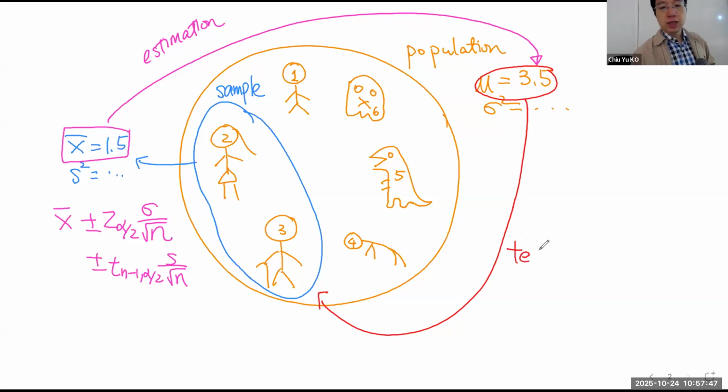So this is the test, and this is called the hypothesis. That's why this topic is called hypothesis testing. A hypothesis is some working assumption on the population. We want to see if the data justify it.